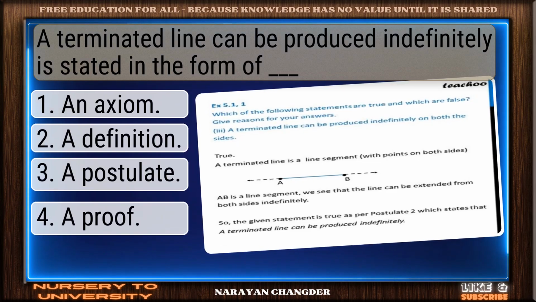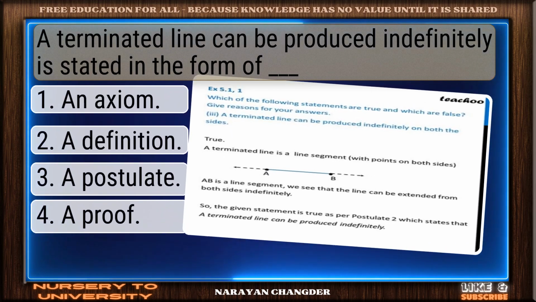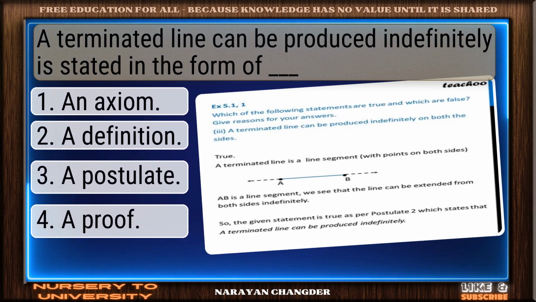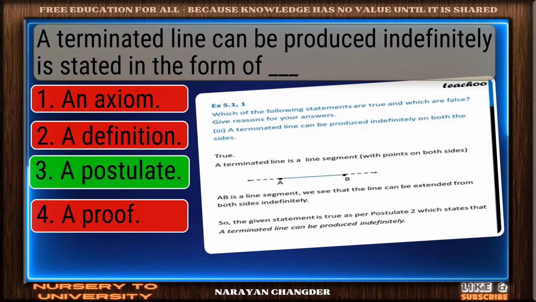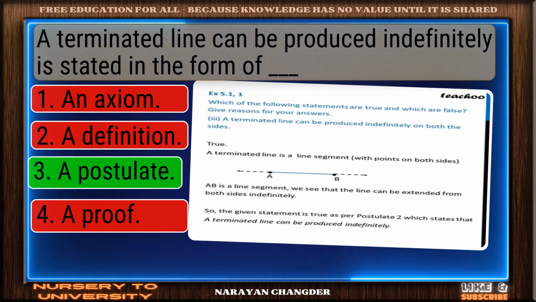Question number 17. A terminated line can be produced indefinitely is stated in the form of dash. Perfect. A postulate is the correct choice.